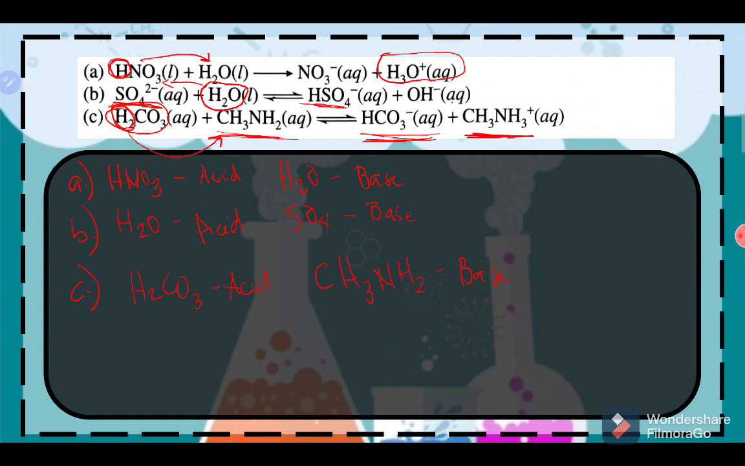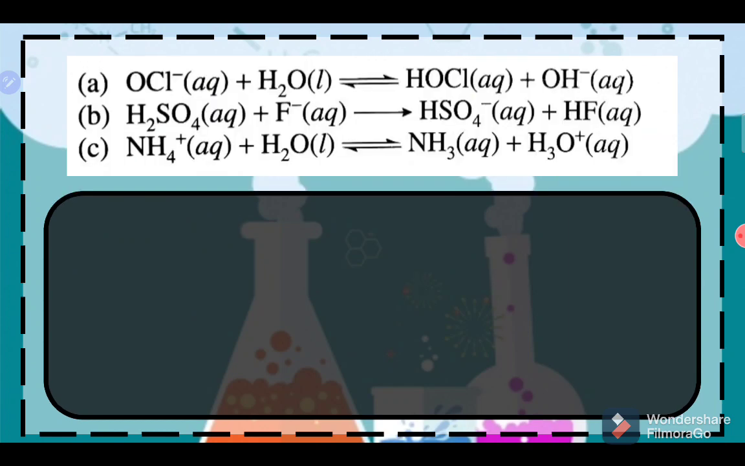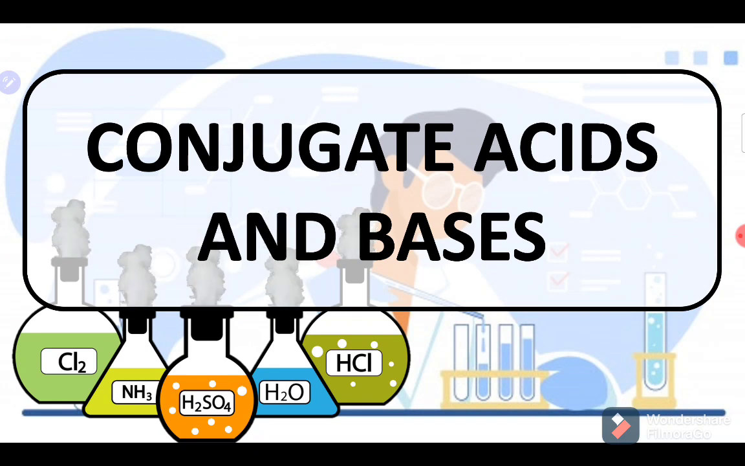Okay, next. We have another example, and you can try this on your own. You can just pause the video and identify which of the substances on the reactant side is considered to be an acid and which of the substances is considered to be a base. Okay, next. Let's proceed with conjugate acids and bases.